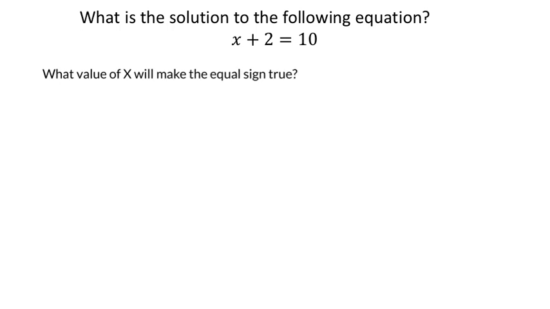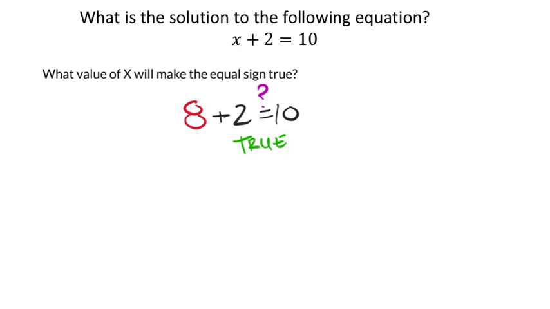So that's it. If you replace the X with 10, so I should write this in here, X plus 2 equals 10. If I were to take the X and replace it with 8, now, if I put a question mark over my equal sign, I can declare it true because I know that 8 plus 2 is 10.